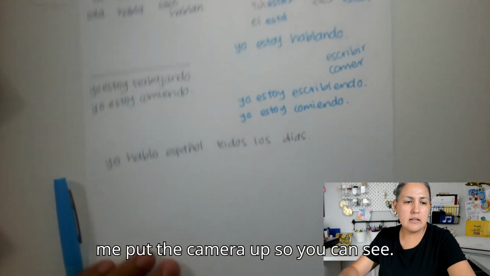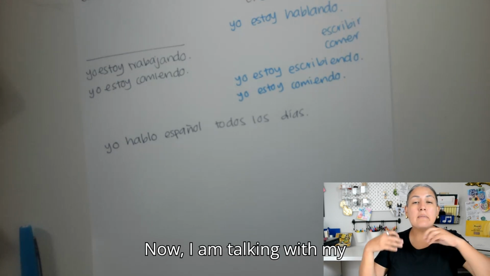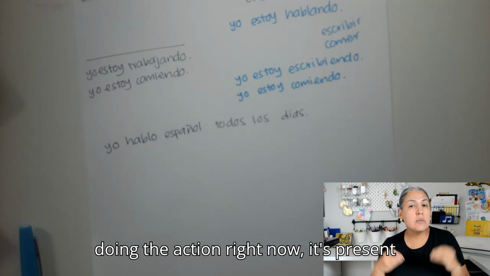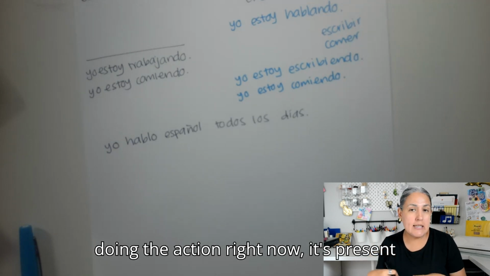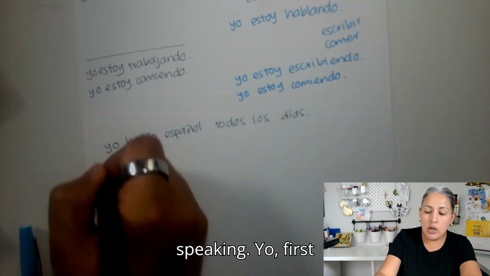Let me put the camera so you can see it. Now, I am talking with my friend right now. So when I'm doing the action right now, it's present progressive. I am talking. I am speaking.